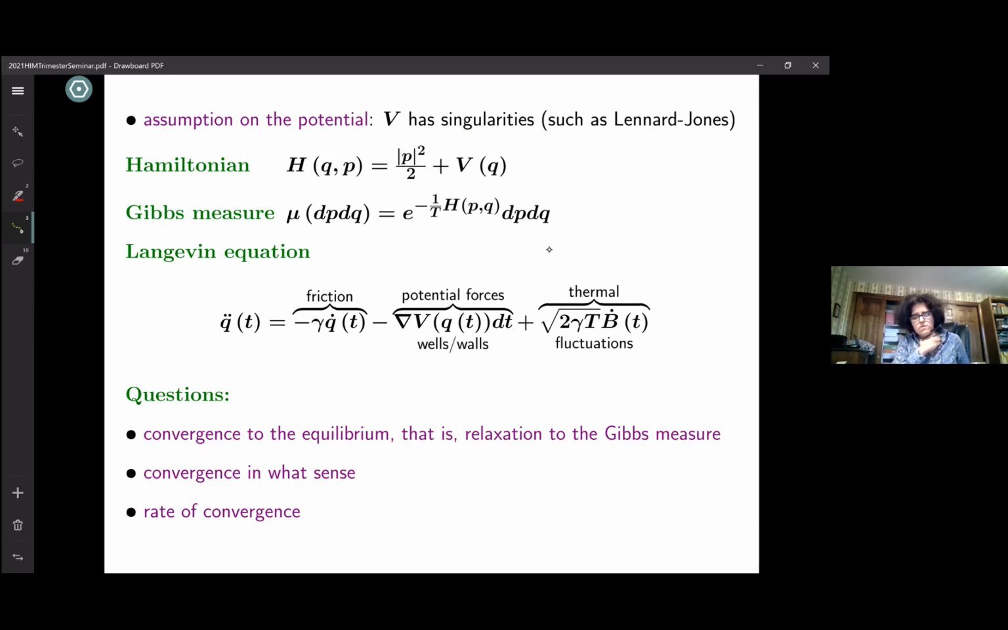Okay, so what are we interested in? We're interested in convergence to the equilibrium, that is to this Gibbs measure. We want to see in which sense you have this convergence, and we also want to know the explicit rate of convergence, that is how it depends on all these parameters and on the potential.